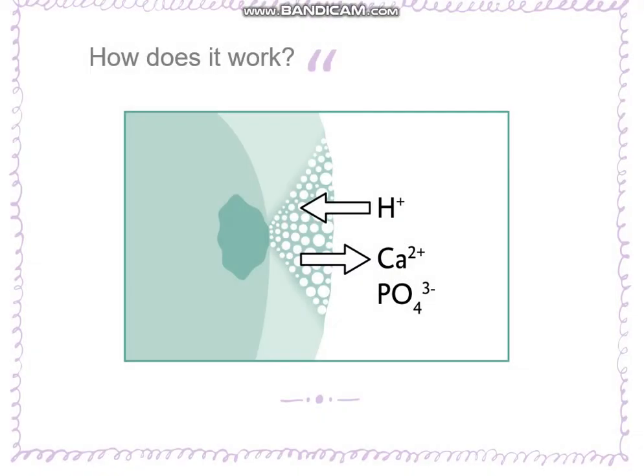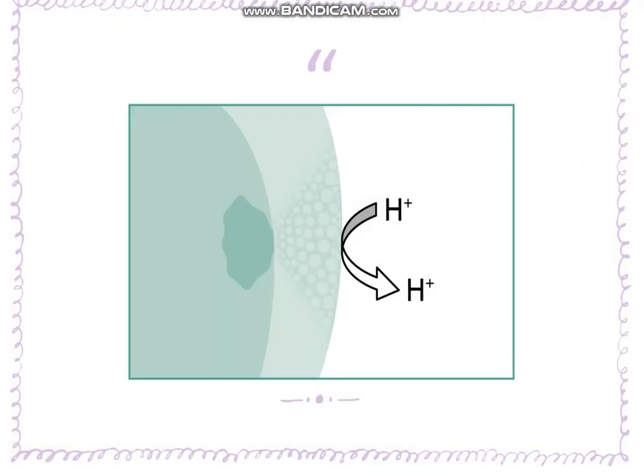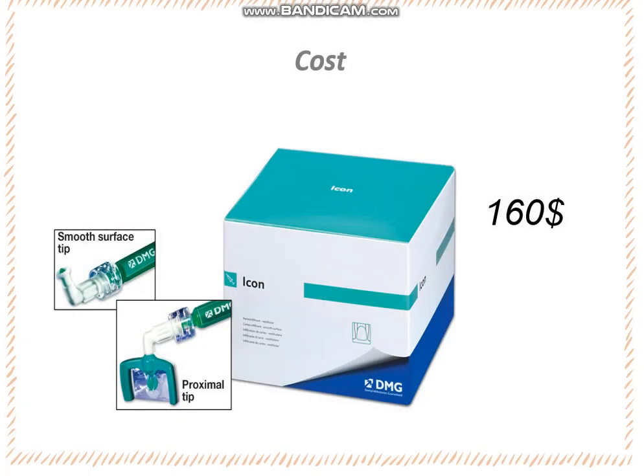How does it work? With the onset of caries, cariogenic acid attacks the enamel and draws out the minerals. After the treatment with Icon, the pore system is closed, blocking the progression of caries.